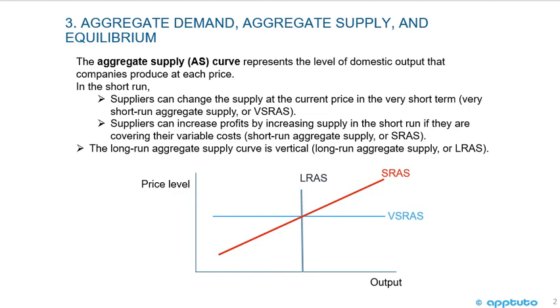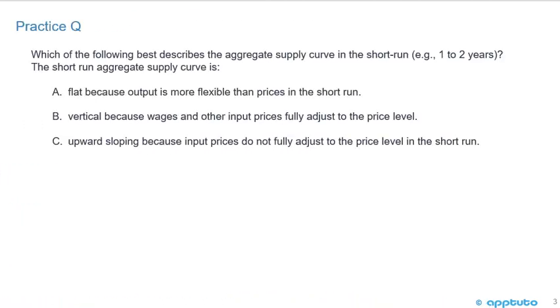The long run aggregate supply curve is vertical. So we can see that the LRAS. So just a couple of quick practice questions. Which of the following best describes the aggregate supply curve in the short run? For example, 1 to 2 years.